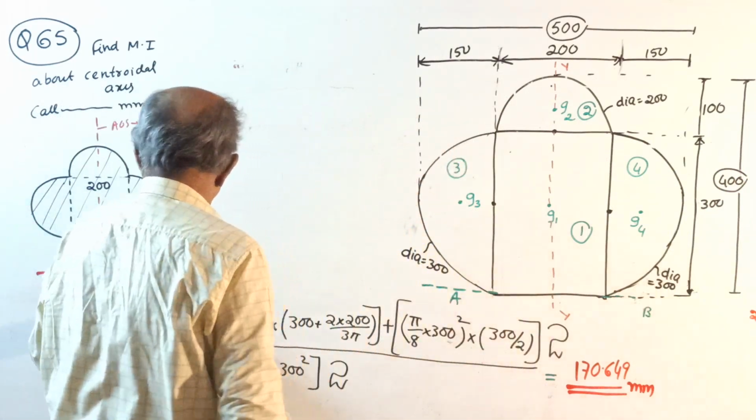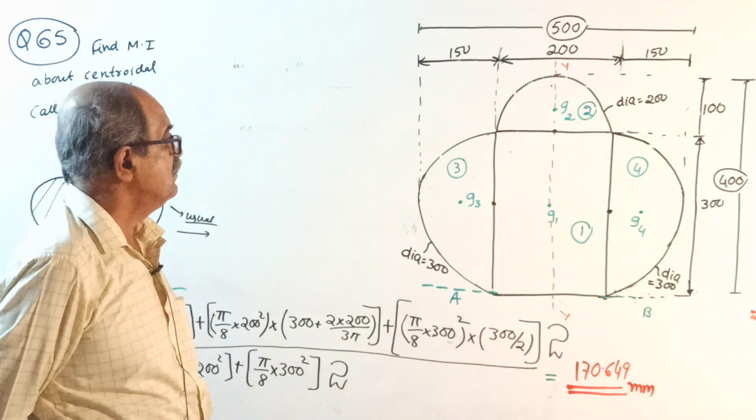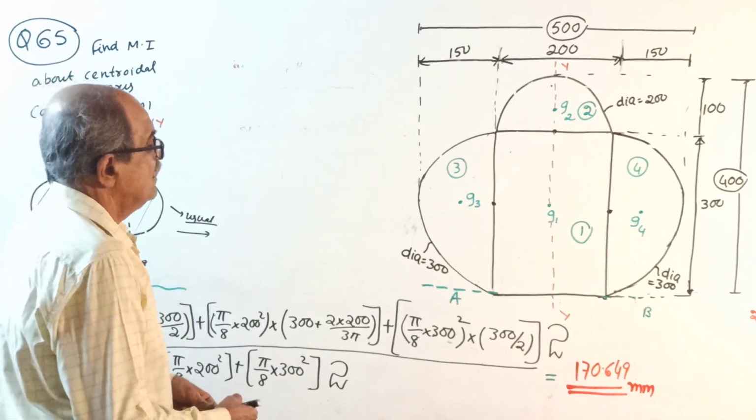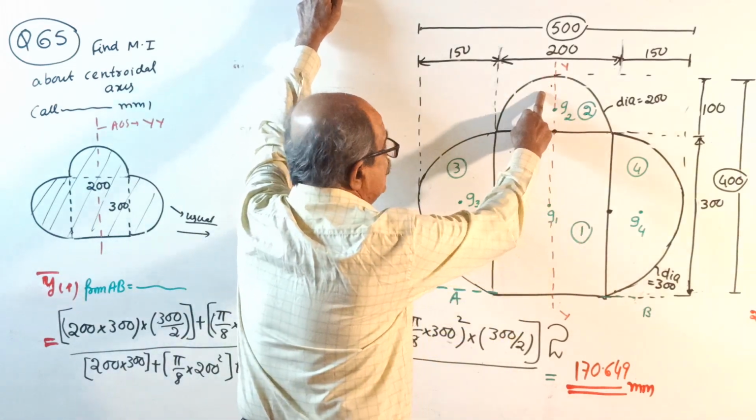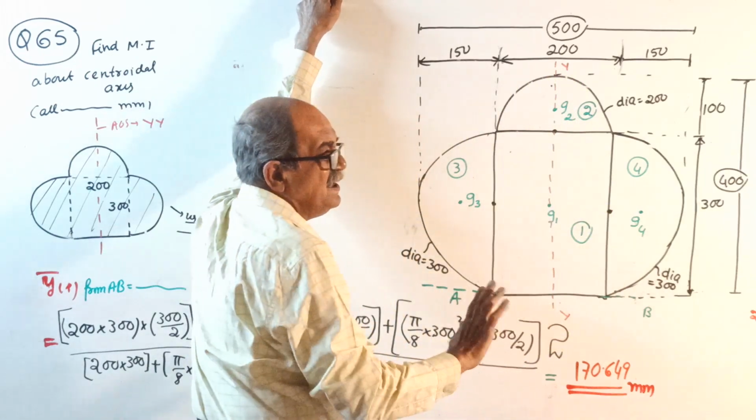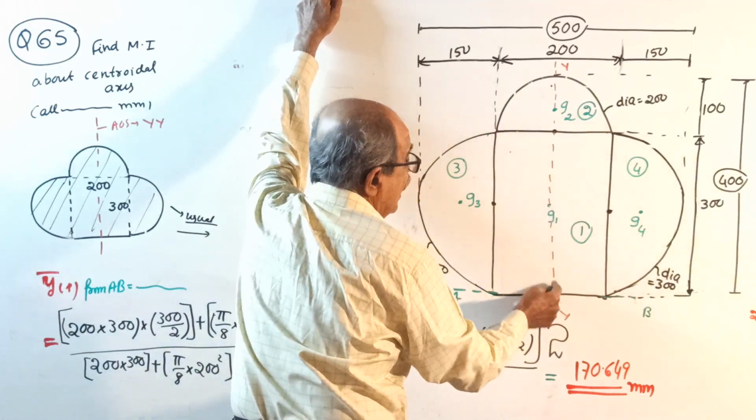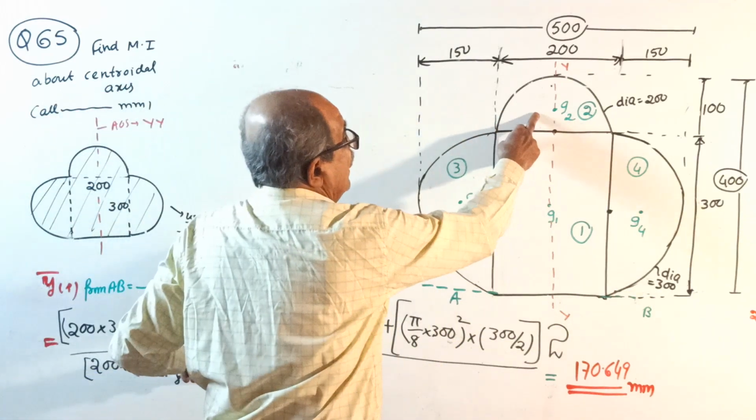You write the formula. I don't want to write it again and again. A1 Y1 plus A2 Y2 plus A3 Y3 plus A4 Y4 divided by total area. Okay, start. Area: I will take rectangle as 1, this semicircle 2, this 3 and 4. See, A1. I won't explain area now. So this area into Y1, from here to AB, half of 300.